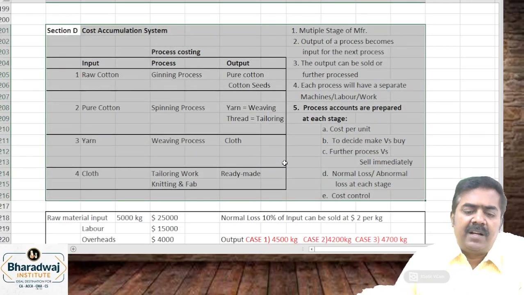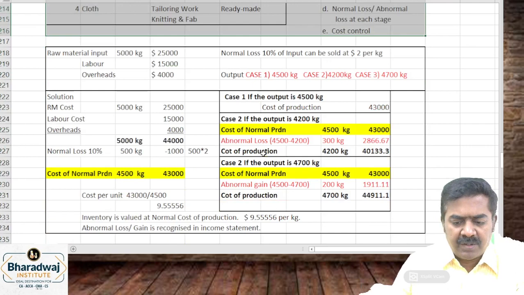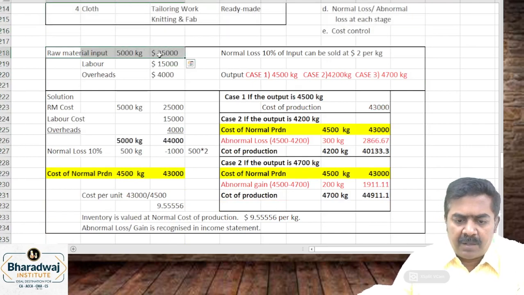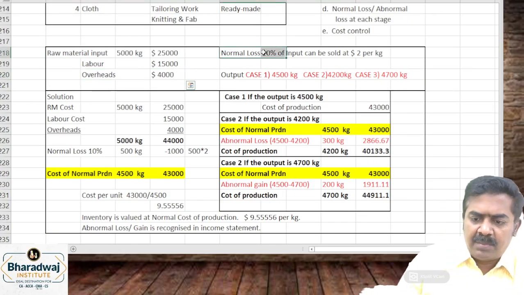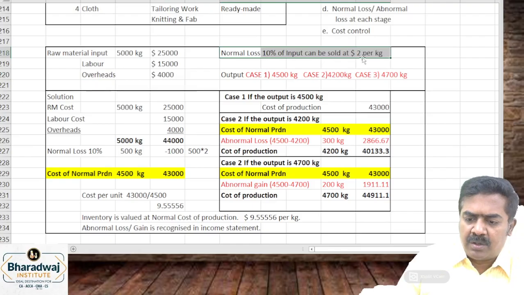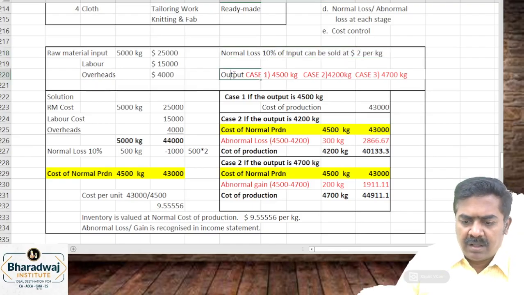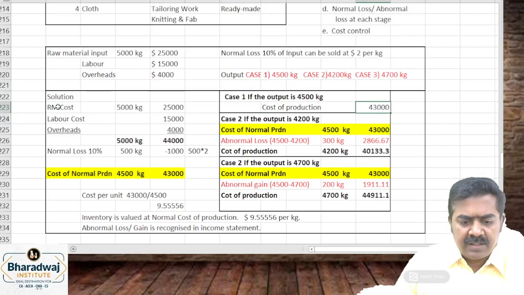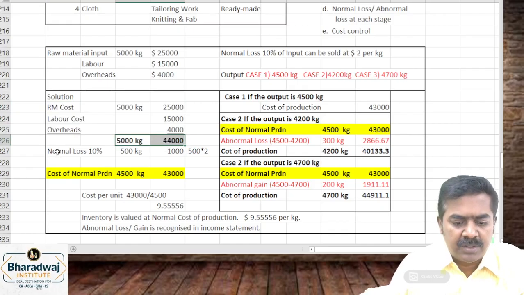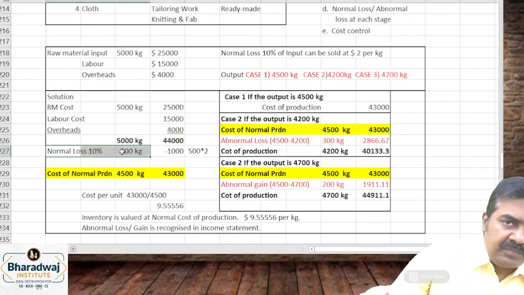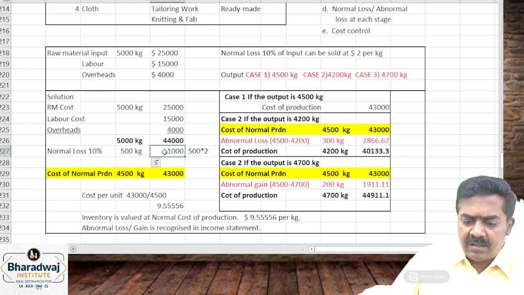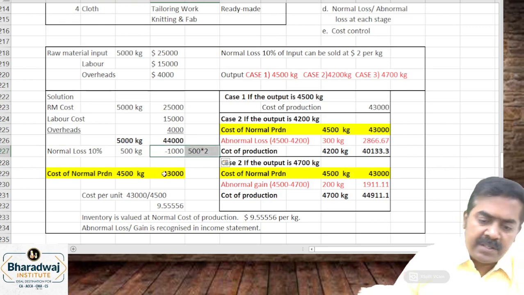We have seen this elaborately in the last class; I'm just running through it. Look at this information. There is a raw material input, with labor and overhead spent. Normal loss is 10% of input, which can be sold at 2 per kg. Case 1, output is 4,500 kilograms. Case 2, 4,200 kilograms. Case 3, 4,700 kilograms. Material, labor and overheads for the total 5,000 kg are 44,000. Normal loss of 10% is unavoidable and can be scrapped at $2, which means you will get $1,000.